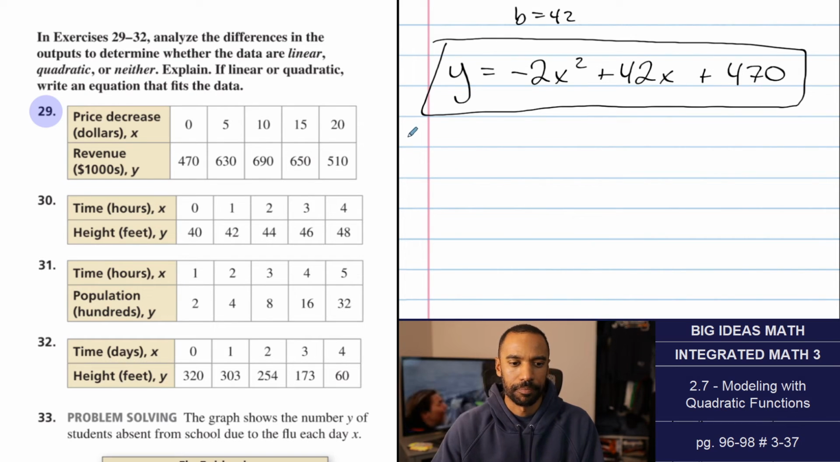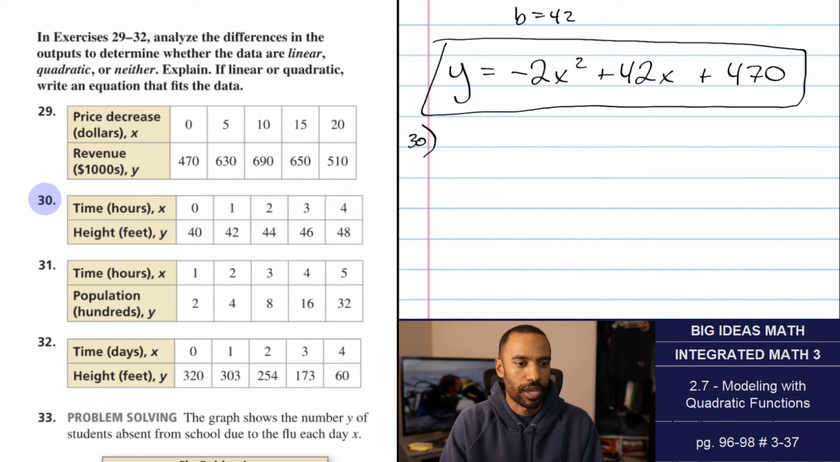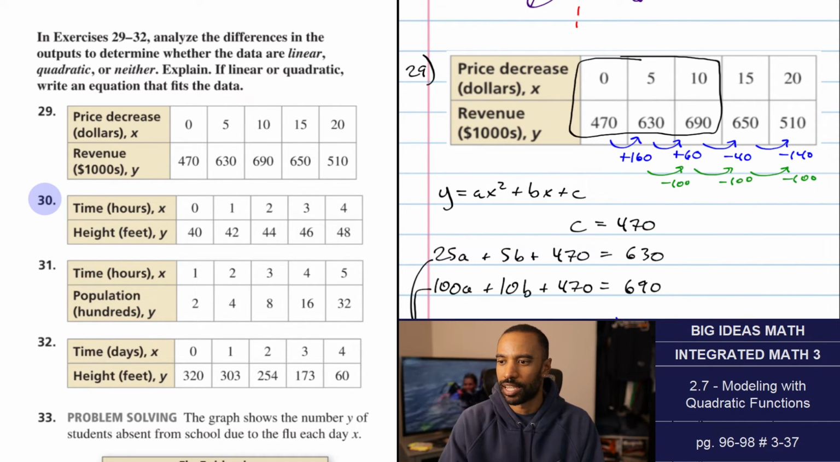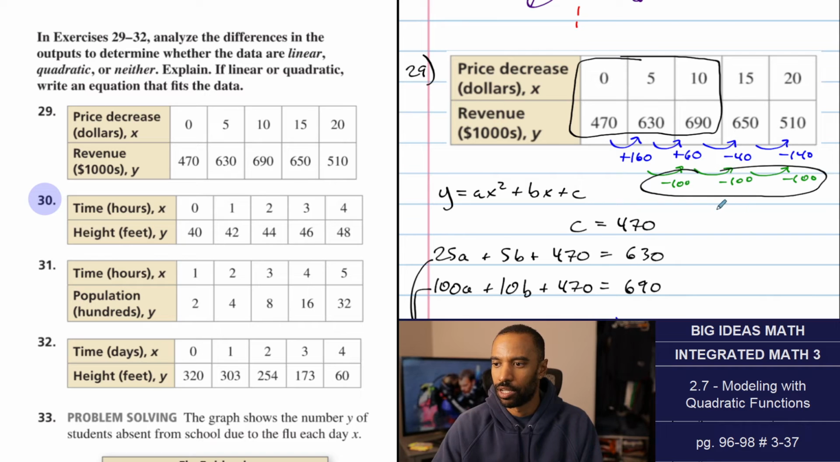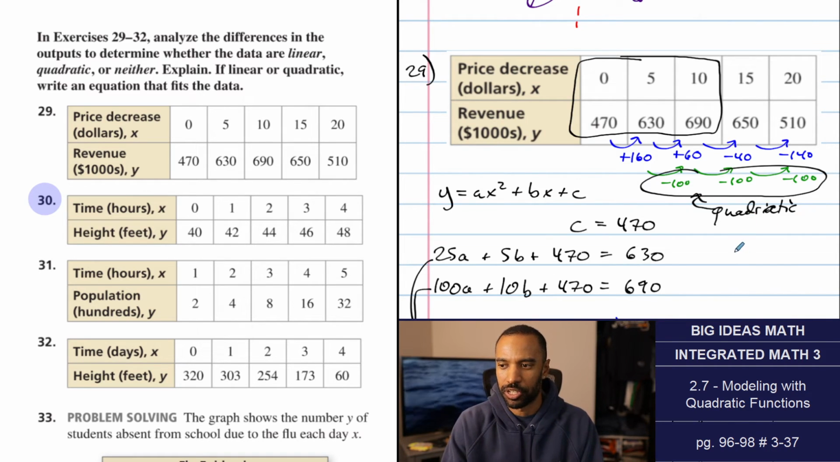All right, let's go to number 30. I think I have the room on number 30 because it's already looking pretty linear. You okay with me leaving it over there? On number 30, oh, they said explain. Hold on. Constant second difference. Here's my explanation: quadratic, because look at that. Okay, so maybe I do have to copy paste here.